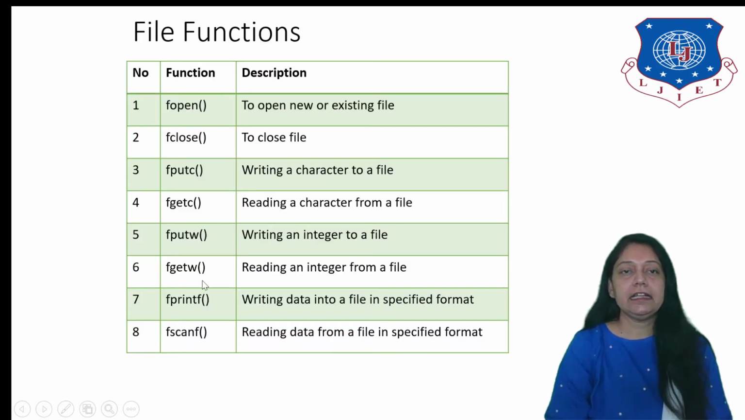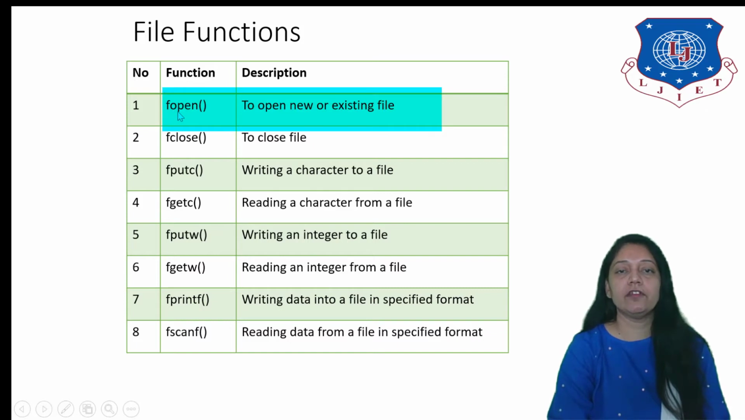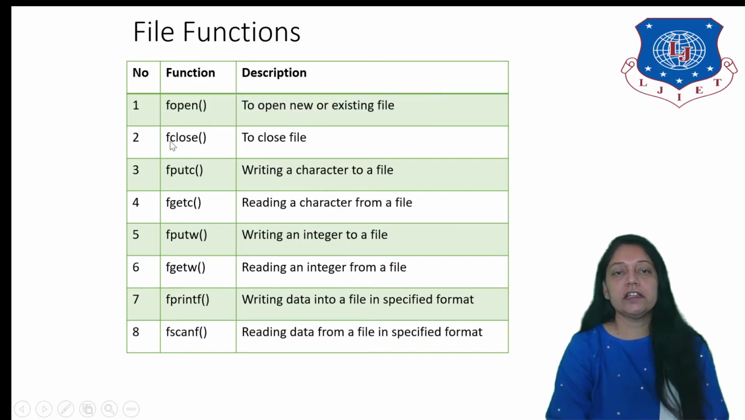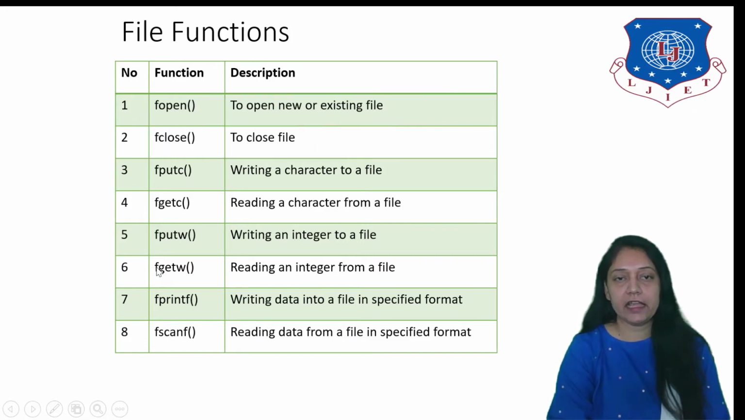Now let's understand in detail what are the different inbuilt functions that are available for file operation. The first is, as I said, we need to open the file. So for that we have the function fopen, which is used to open a file. Then for closing the file we have the function fclose. All the file functions start with f, right? Previously we have seen that all the string functions used to start with str. Similarly, all the file functions start with f.